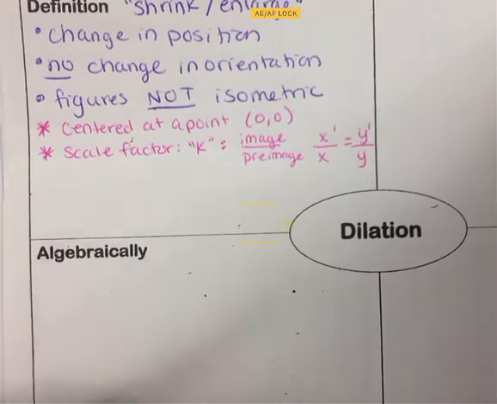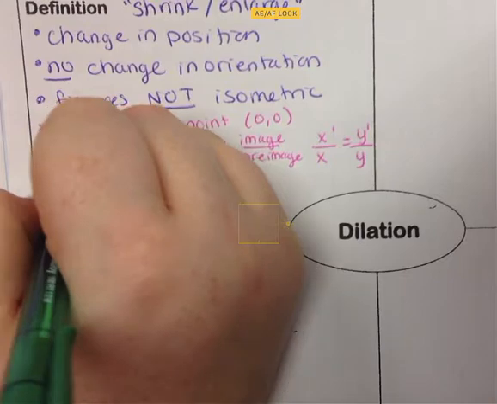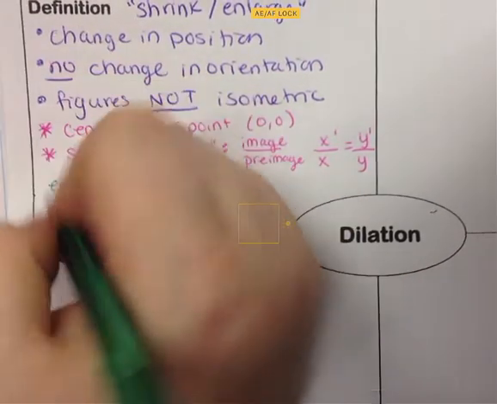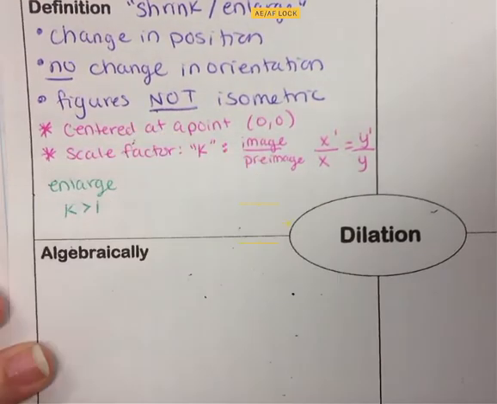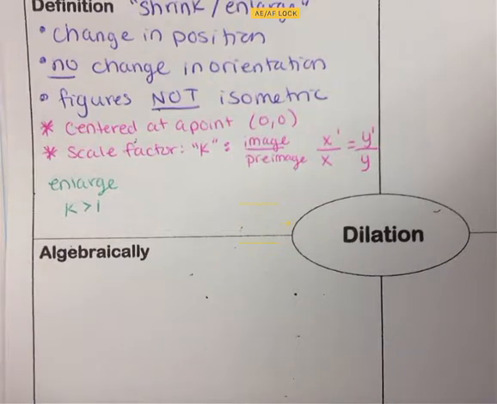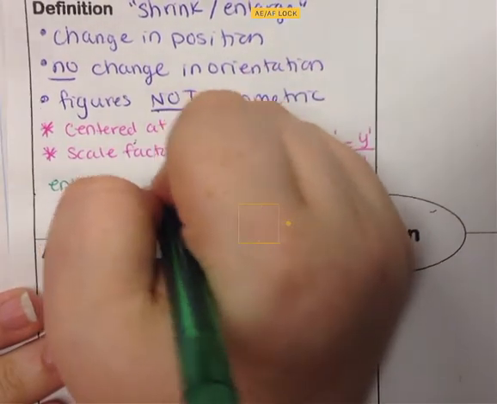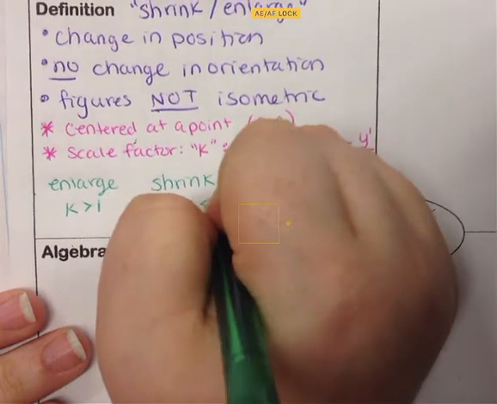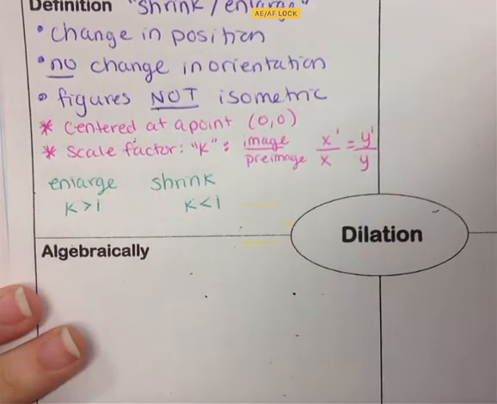To know if you're going to enlarge or shrink based off of your scale factor, if your K value is bigger than 1, you're going to enlarge it because to keep it the same, you're going to multiply by 1. So if it gets bigger than 1, it'll get bigger. The numbers get bigger. Now, that could also be a fraction. An improper fraction would give you an enlargement. To shrink, K has to be smaller than 1, so it'll get smaller, so a fraction as well.